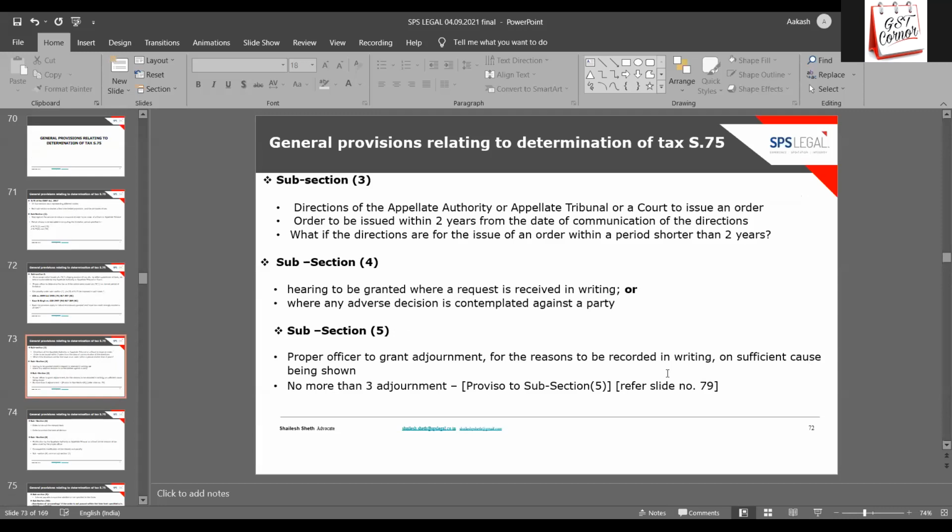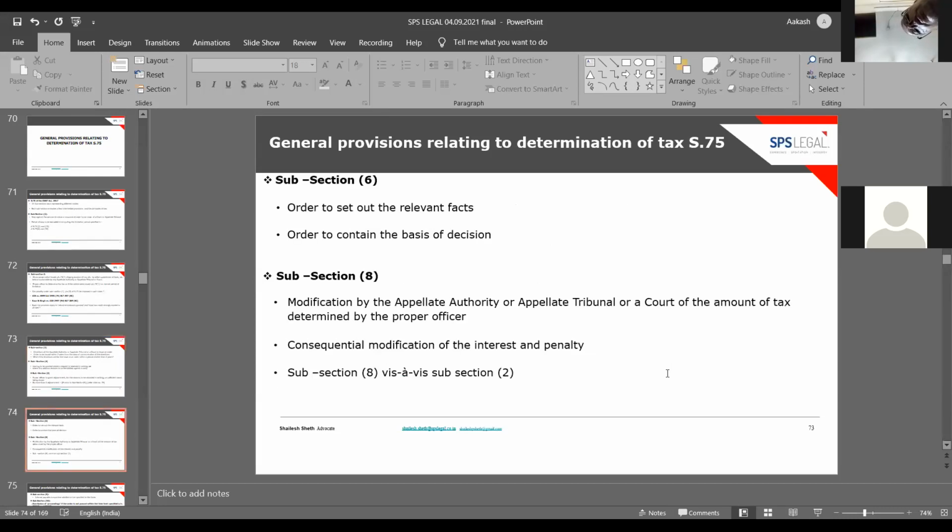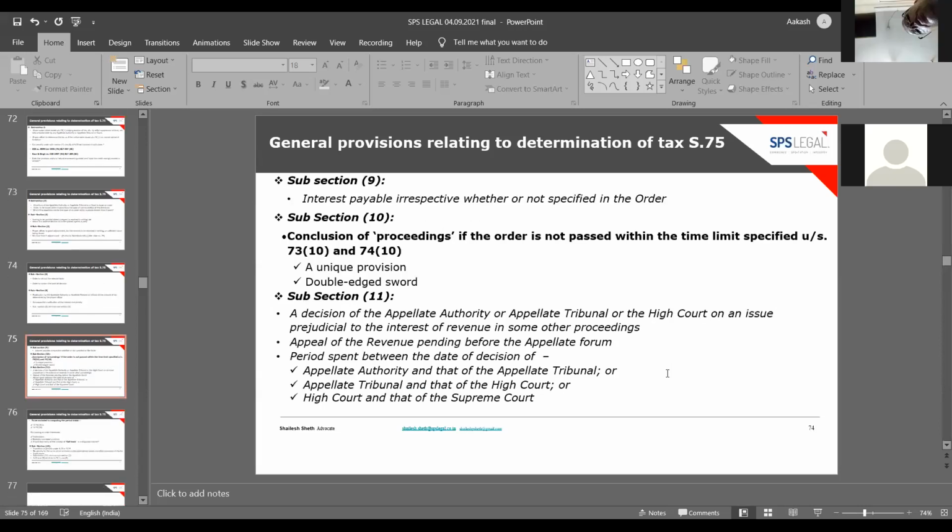When any hearing is to be granted where a request is received, these are all natural justice violations, then not more than 3 adjournments. In order to set out the relevant facts, I will come to the not more than 3 adjournments when I deal with the adjudication. Then, interest is payable irrespective of whether or not it is specified in the order.